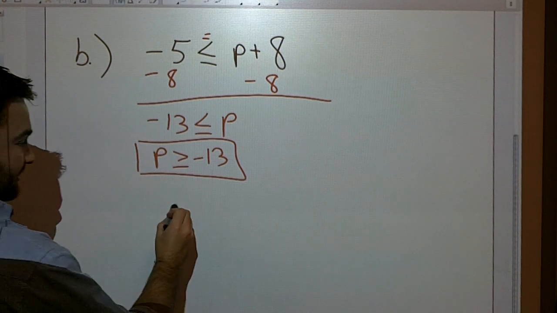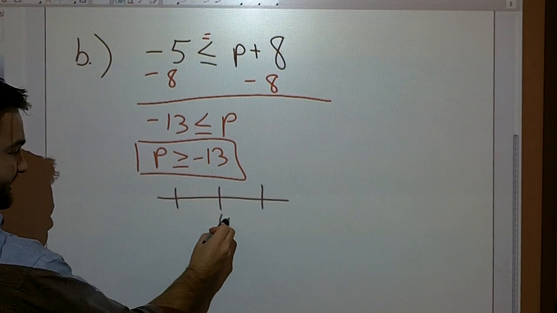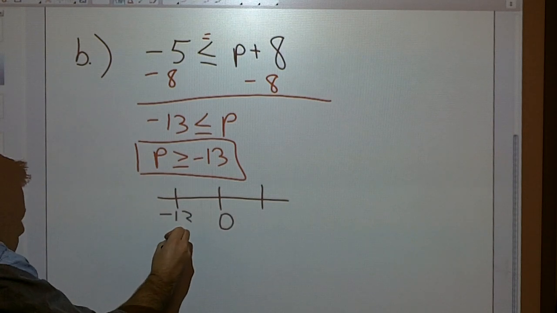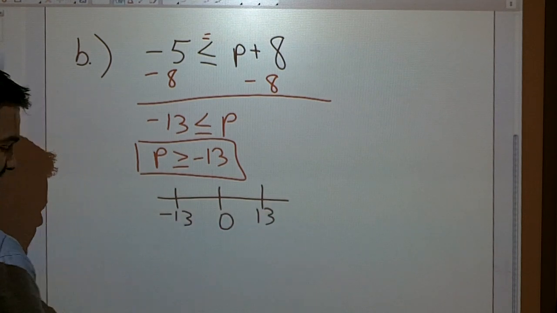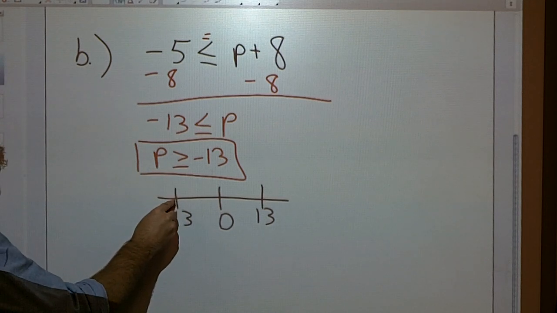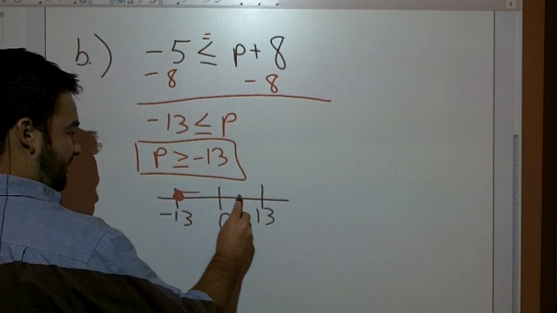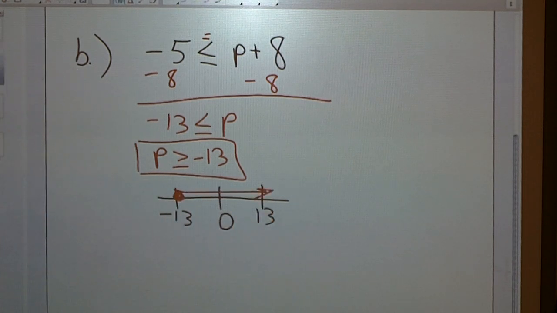Our graph, again, is a quick and easy graph to do. We plot 0, we plot negative 13, we plot a positive 13. Since P is greater than or equal to, we're going to have a closed dot on that value. All values that are greater go this way.